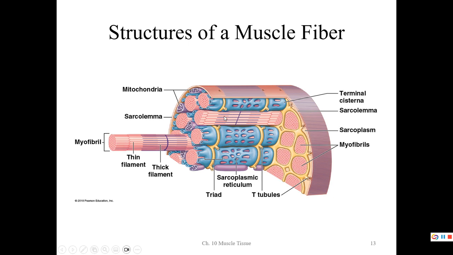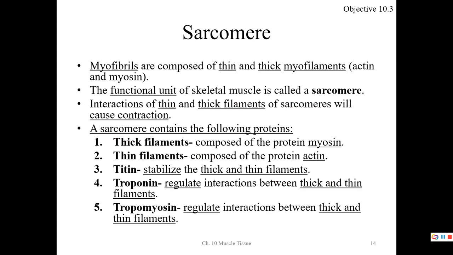We're going to see how this happens. Okay, it'll take us a little bit to get there. Now we're going to talk about a sarcomere. A sarcomere is the functional unit. When I say it's the functional unit, this is the thing that allows the muscle to contract.